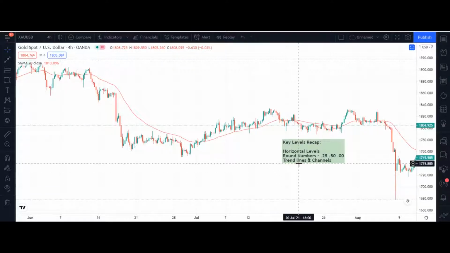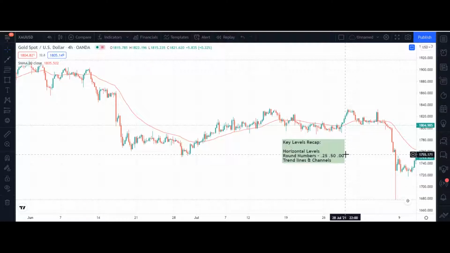All right, so before we get into this next one, quick recap on what we just went over in our previous video. We talked about key levels, horizontal levels, that is your traditional support and resistance, supply and demand. You have your major round numbers, anything ending in a 0.25, 0.50, 0.00. If you want to learn a little bit more about this, I would suggest reading up on the quarter points theory. There's a lot of traders who make good money trading quarter points.